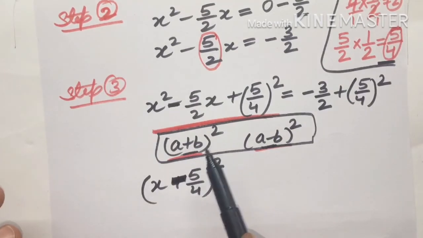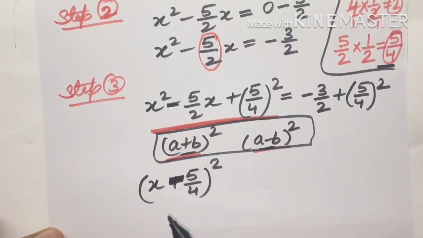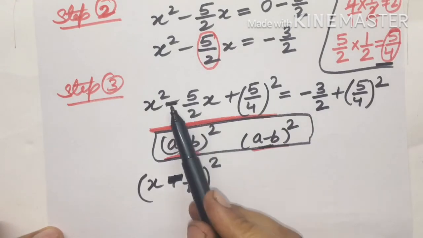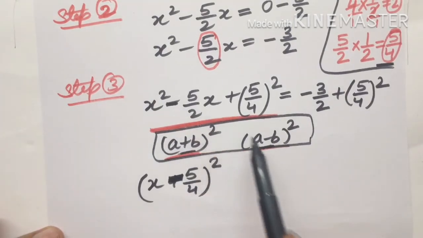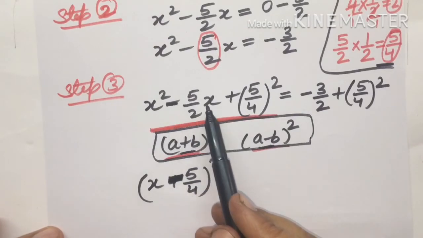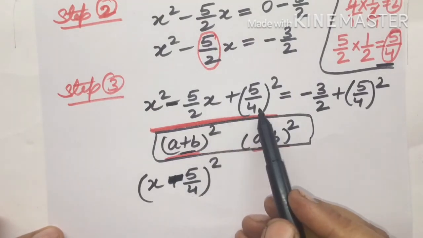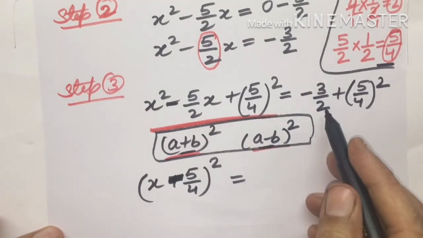This is the trick. You can check whether you have used the right identity or not. If there is a minus in front of x, it will be a minus b. If there is a plus in front of the x variable, the a plus b identity will come in your question. So the left side has been solved. Now we will check the right side.